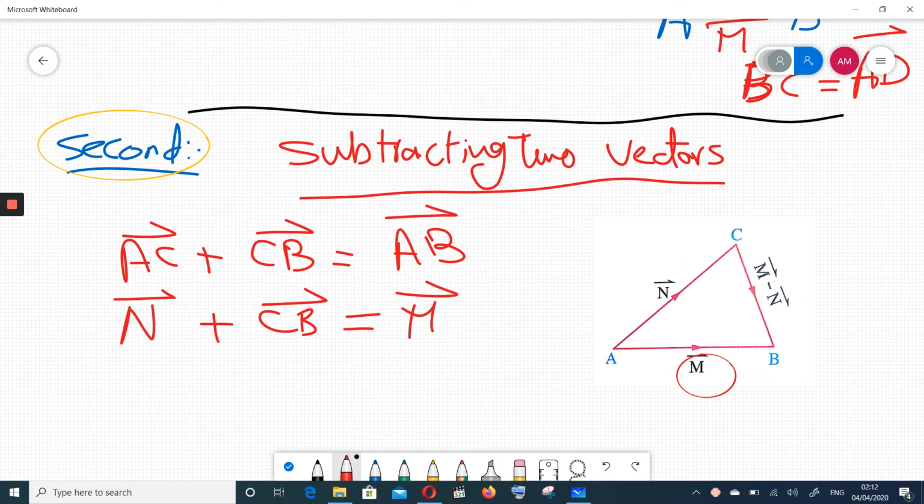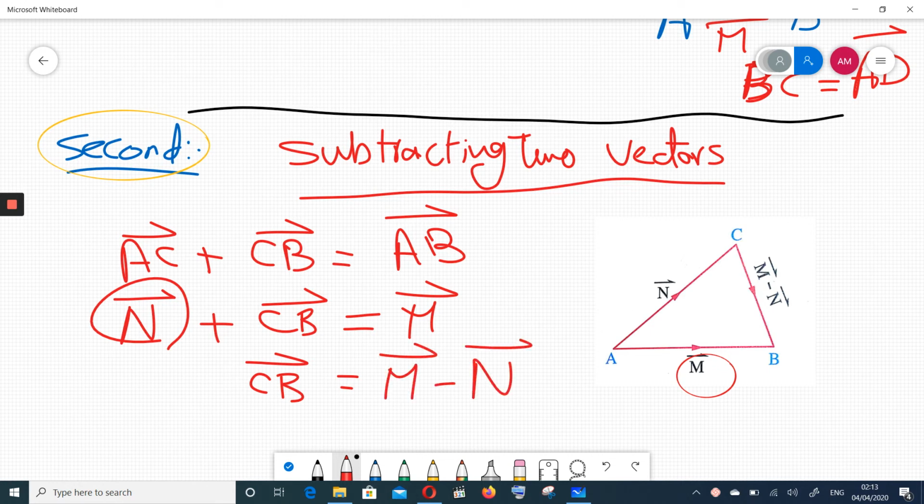What about if we need to find here the vector of CB? Yes, exactly. It's going to be the vector of CB, and this one is positive. We take it to the other side of the equation, so it's going to be negative. So this is vector M minus vector N. So now if we need to find the vector of CB, the answer is going to be vector M minus vector N.